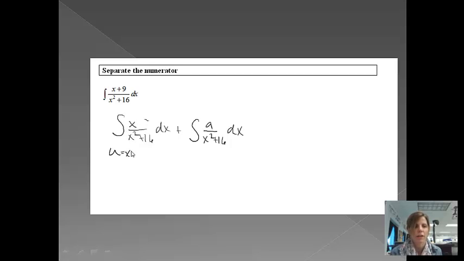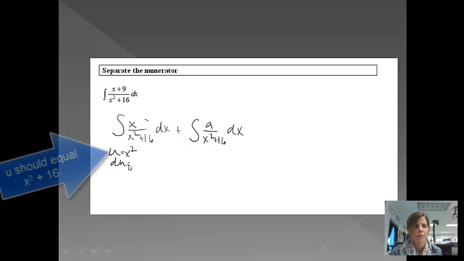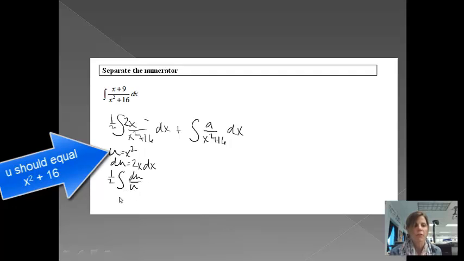So if I let u equal x squared, du would equal 2x dx, and I'm just missing a 2. So I'll put a 1/2 on the outside, and so I'll end up having 1/2. My u is on the bottom, and everything else turns into du. From here, the integral of du over u is just natural log, so I'll have 1/2 natural log the absolute value of u, which is x squared plus 16.